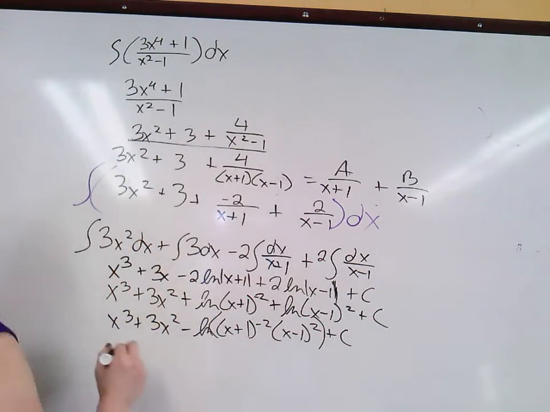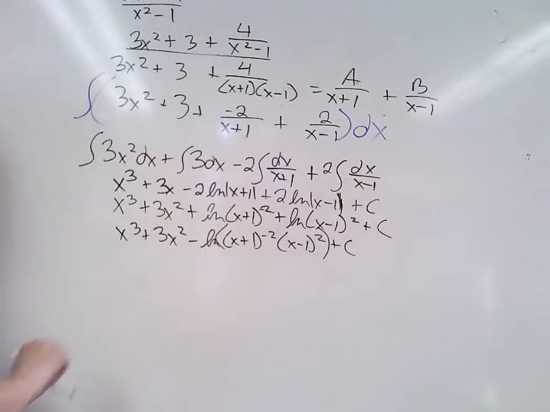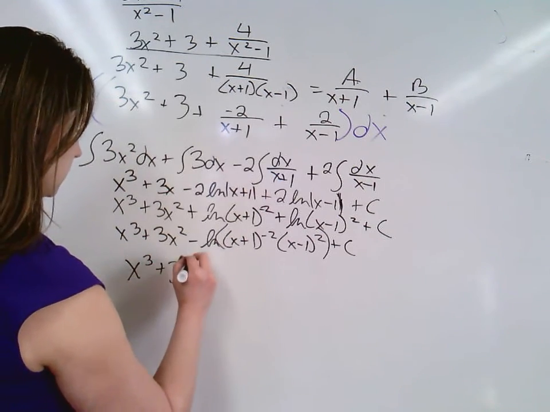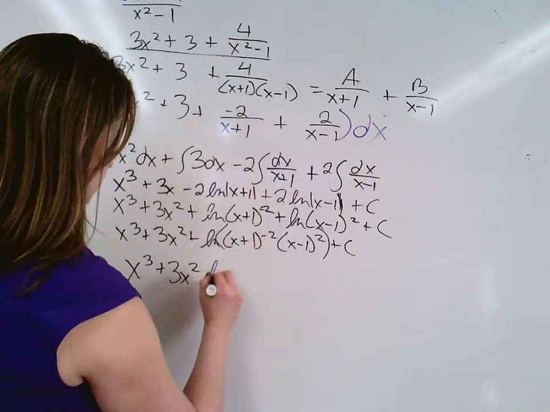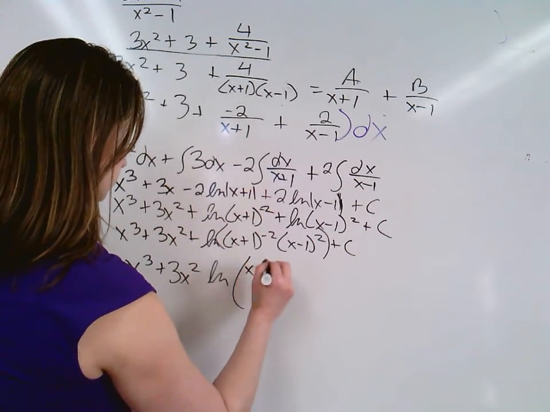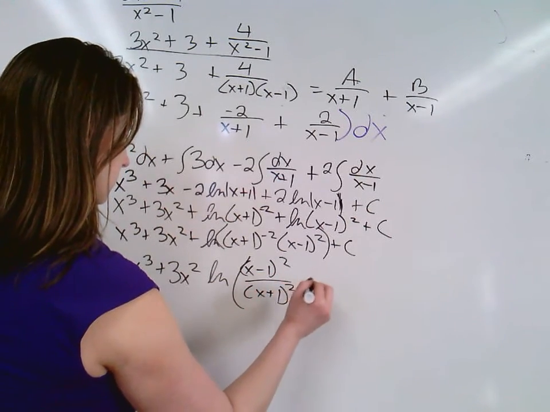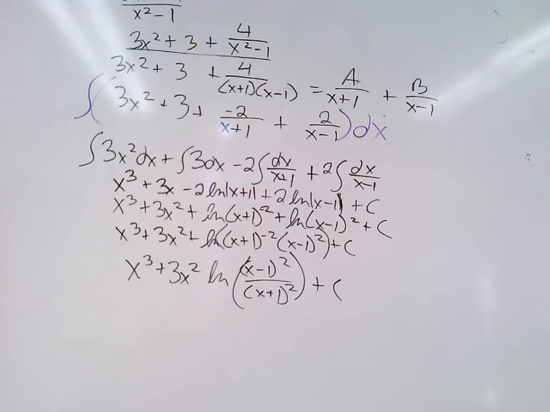So your final answer is going to be x cubed plus 3x, that's supposed to be a plus, ln. There's your final answer. So I guess rule of thumb, just don't let negatives be out in front. Okay.